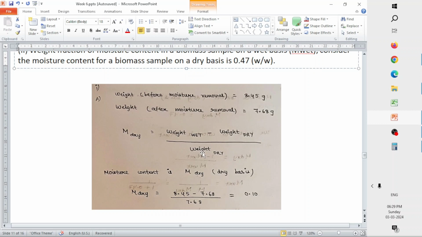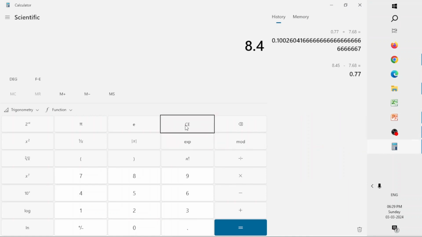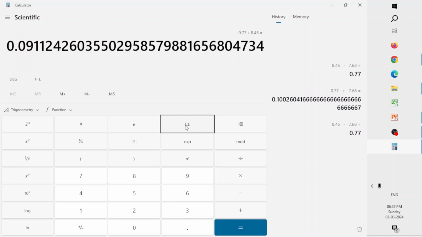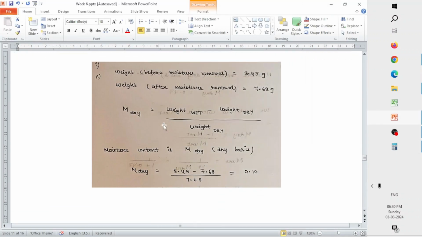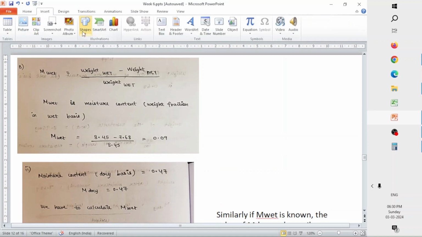Suppose the question asks you to calculate on wet basis, then the numerator remains the same, that is, before moisture removal and after drying the amount of moisture will be the same, but the weight fraction on what basis you take will be different. So here, since it's a wet basis, we divide it by 8.45, that is 0.0911. That is what is given here. M wet is the moisture content, that is nothing but your weight fraction on wet basis. Let us just write that here also.